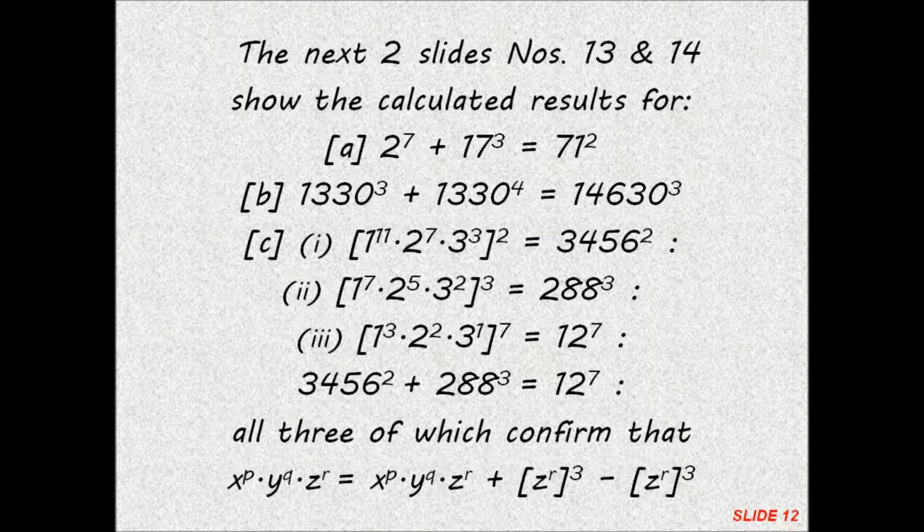All three of which confirm that x to the power p times y to the power q times z to the power r is equal to x to the power p times y to the power q times z to the power r plus z to the r cubed minus z to the r cubed. How's about that then for your mathematicians?